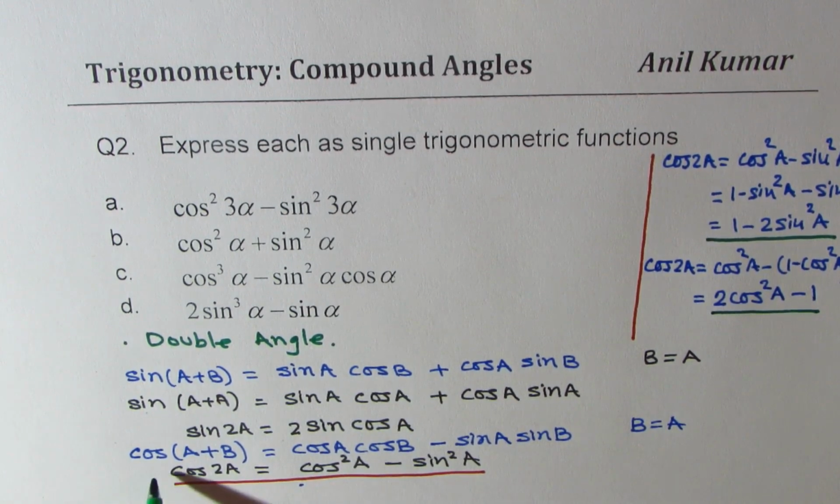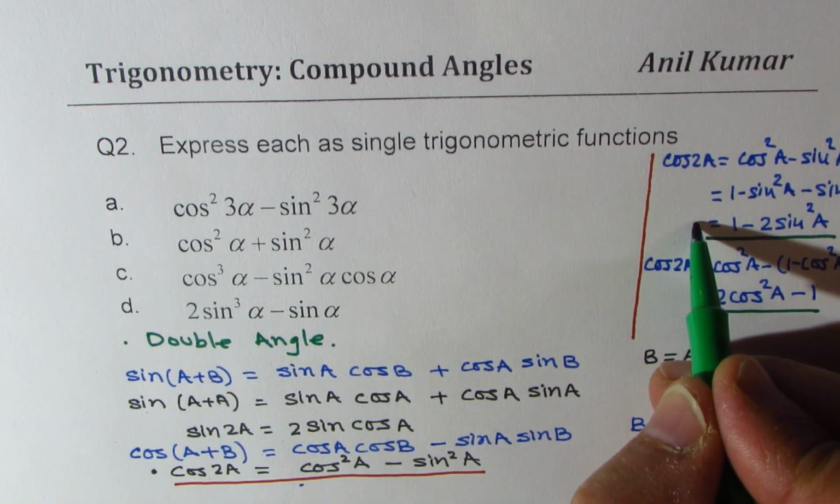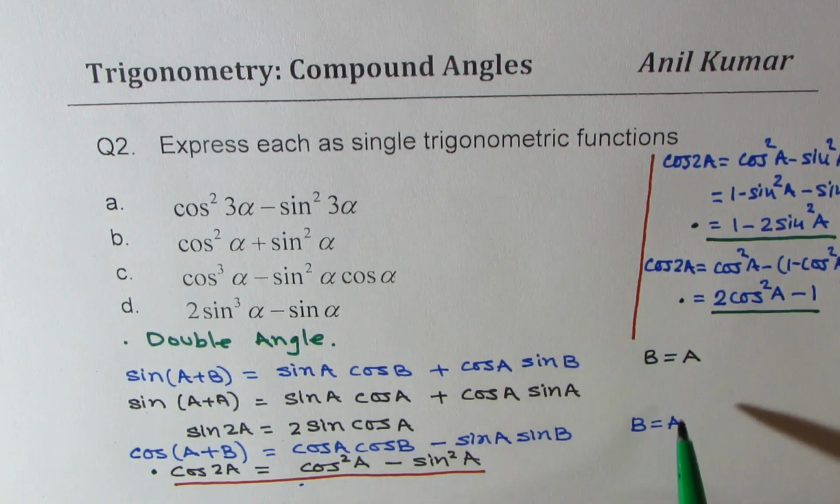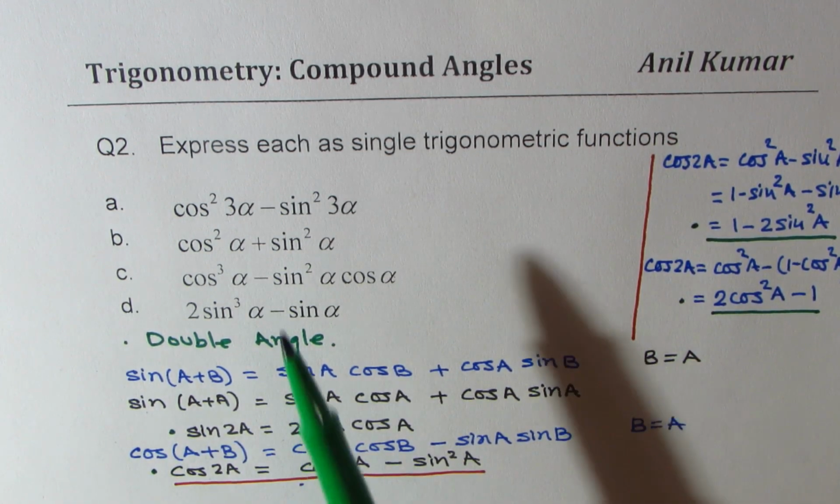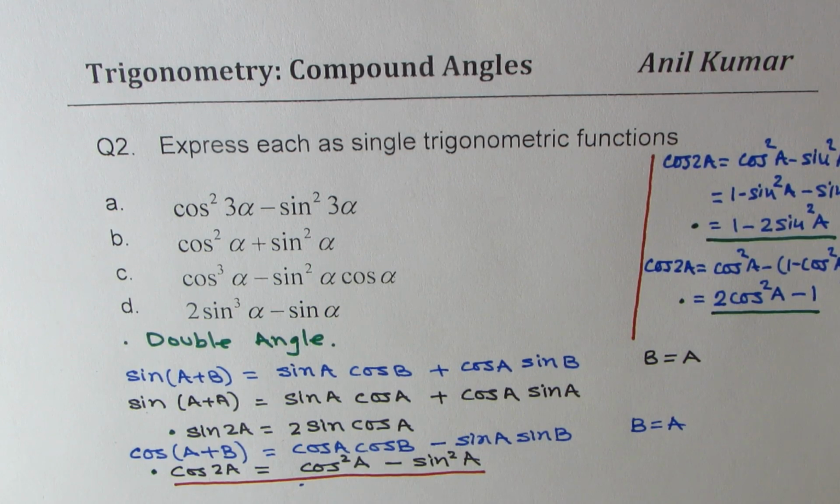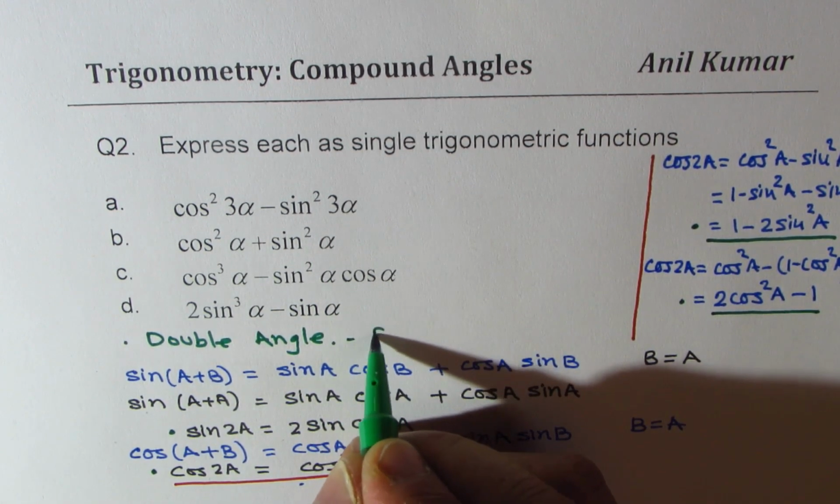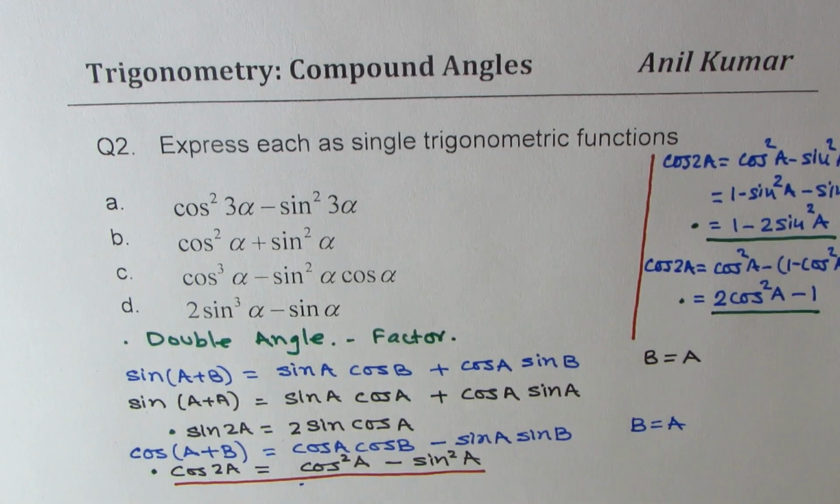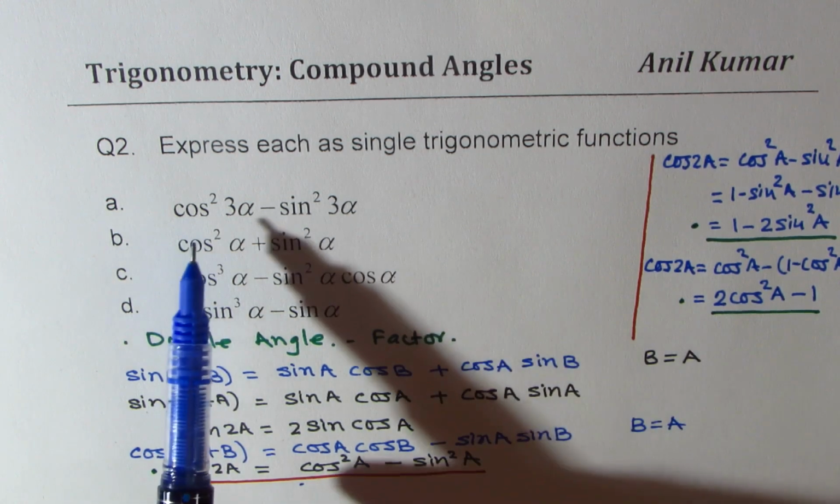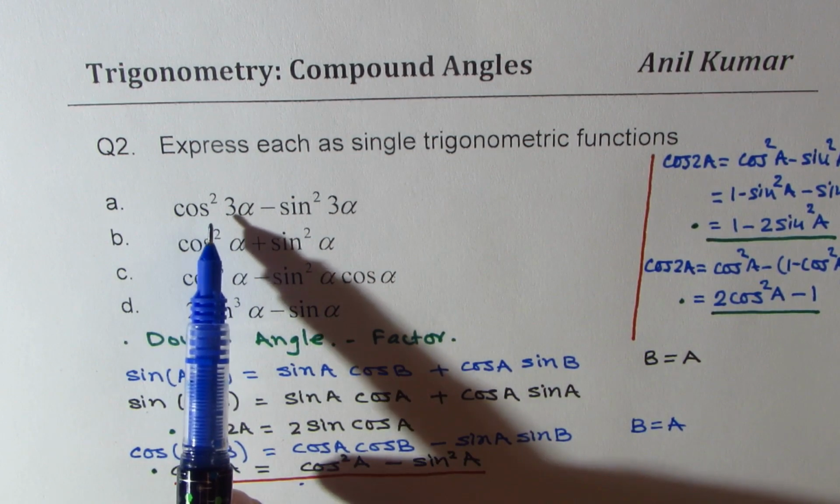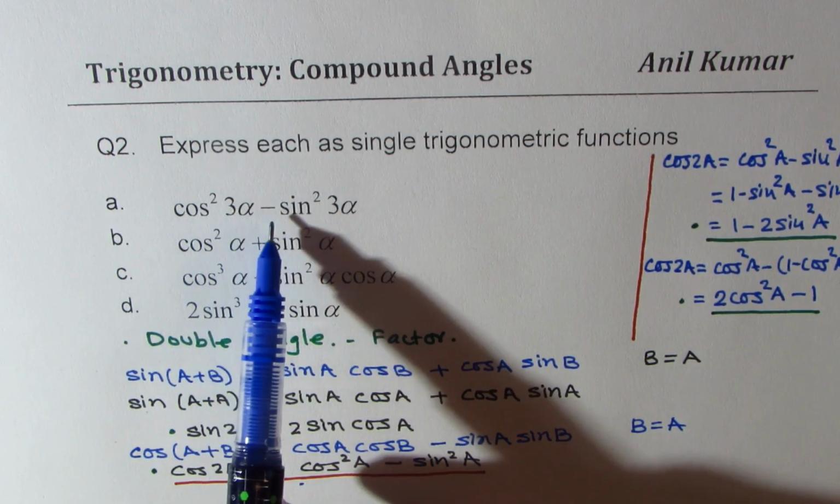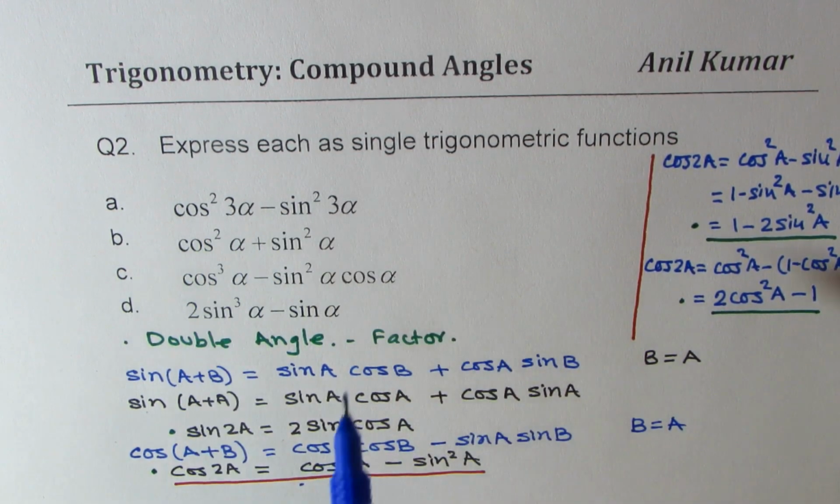So we have three different formulas for cos 2A and we have one for sine 2A. Now these are going to help us to answer all the four questions. Plus we may have to do some factoring, right? So with that in mind, I'd like you to pause the video, find the answer to this and then check with my solution. So the very first one gives you a difference of squares of cos square and sine square with angle as 3 alpha.